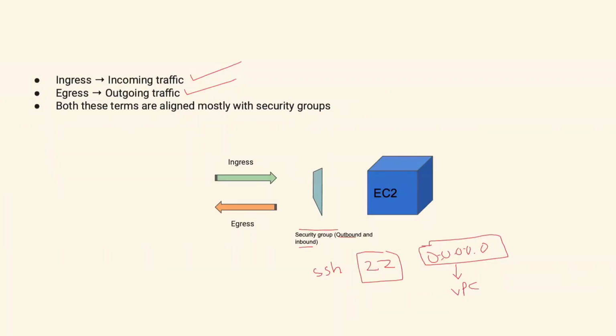Okay, now that we are aware of what these terms are, how would you answer this particular question in the interview? Ingress stands for incoming traffic and egress stands for outgoing traffic. And these both terminologies are closely associated with security groups. And we also call them outbound and inbound traffic.